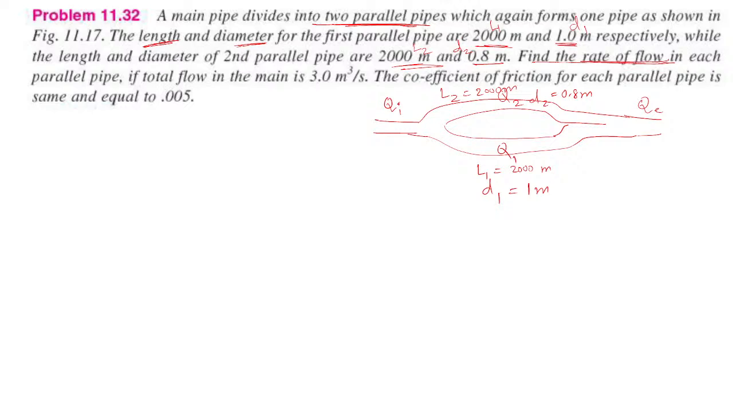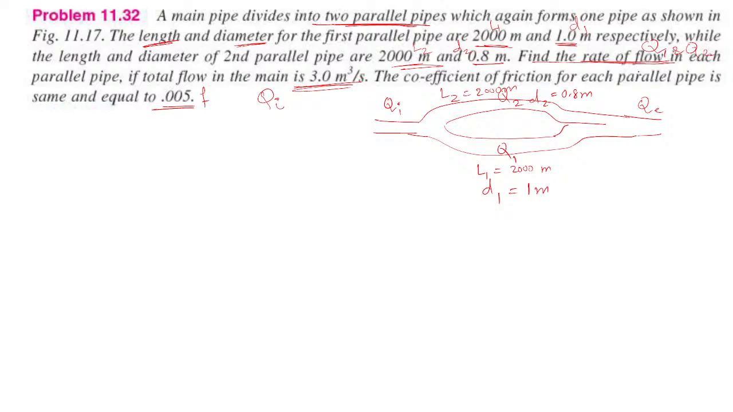Find the rate of flow in each parallel pipe. The total flow in the main pipe is given, Q is 3.0 meter cube per second. And the coefficient of friction for each parallel pipe is the same, so the F value is the same for all. So now how can I proceed? The main challenge is to find the flow for each pipe, that means I have to find Q1 and Q2.